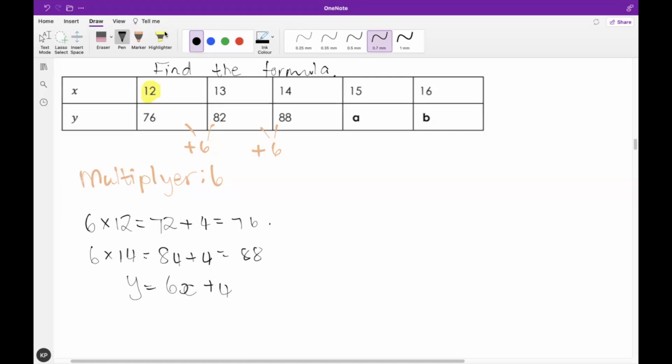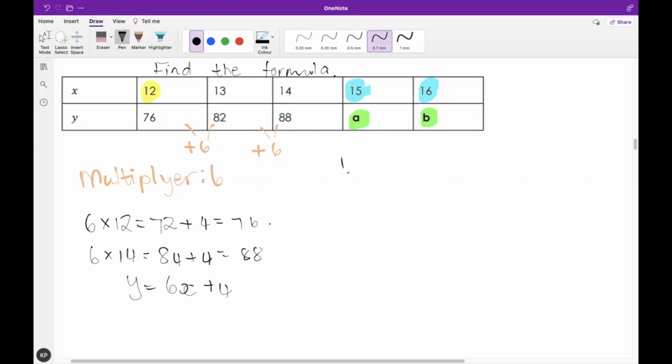Now we need to look for A and B. Are A and B outputs or inputs? They are outputs. So where am I going to substitute 15 and 16? Be careful, guys. Look carefully. Nice, at X. A and B are the outputs, but 15 and 16 are my inputs. So I'm going to substitute those at X.